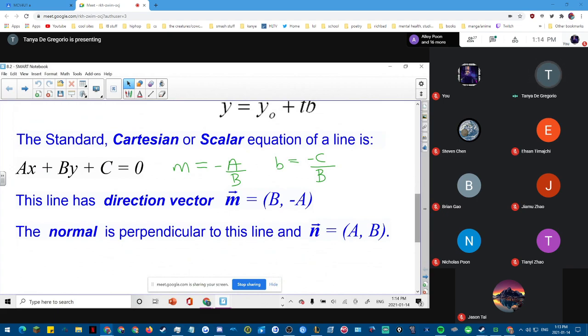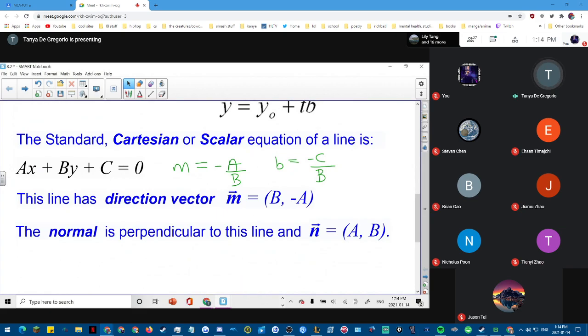So that means if the slope is negative a over b, well, that means that the direction vector is going to be b comma negative a, right? x comma y. The normal is perpendicular to this line. So now when we use the word normal, you know that we're talking about a slope that is perpendicular. So if your regular direction is b, negative a, then the normal will be the negative reciprocal of that, or a comma b. Okay, so the word normal just means perpendicular. And again, you're just taking the negative reciprocal.